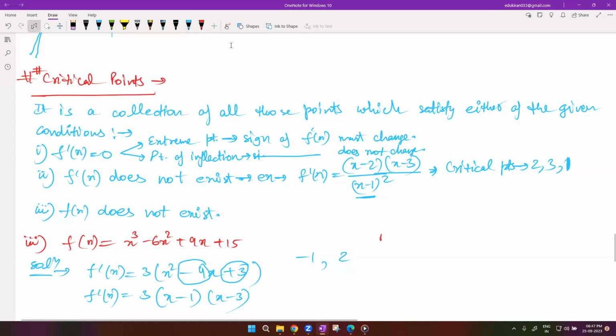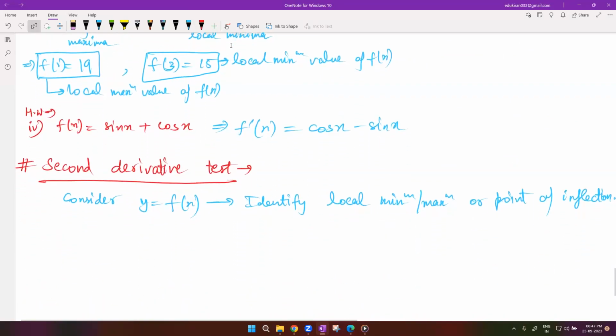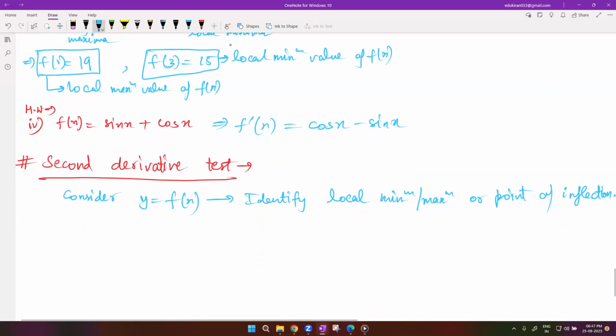So how do we find extreme points or points of inflection in the case of the second derivative test? Let's say we have a function y equals f x. So how do we approach this?